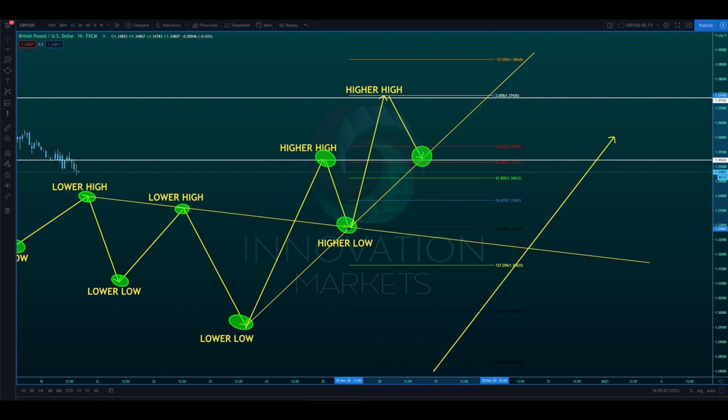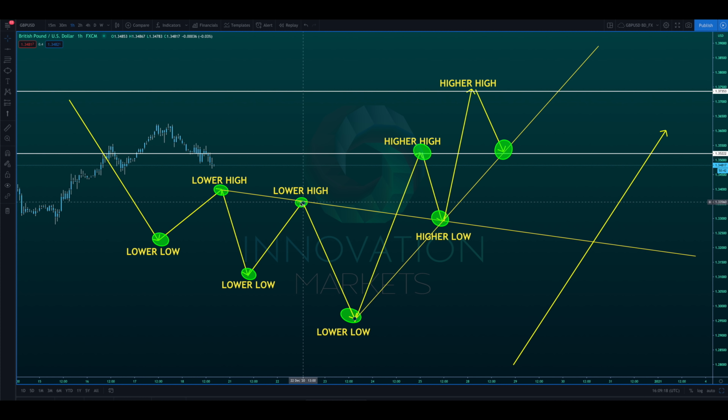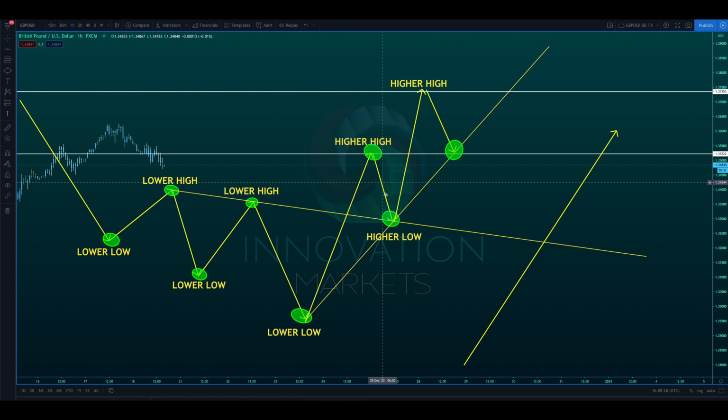Once we've broken up, breaking out of the trend line wasn't enough. We had to break the lower high. Once we broke that lower high, we made a higher high. You can see the connection. We've made a higher high from the lower high. Then we come down and make a higher low. Price is pushed up, and now it's confirmed this is a trend. Why is it confirmed? Because it's made a higher high.